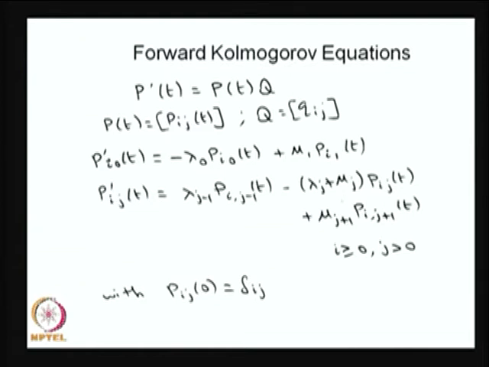For all other equations, either the system comes from the previous state with the rate lambda j minus 1, or it comes from the forward one state with the rate mu j plus 1, or it does not move anywhere. So, these are all the possibilities. Therefore, with these three possibilities, you have three terms on the right hand side, and that is the net rate for any state j. So, if you solve this equation with the initial condition Kronecker delta i comma j, you will have the solution for p i comma j.